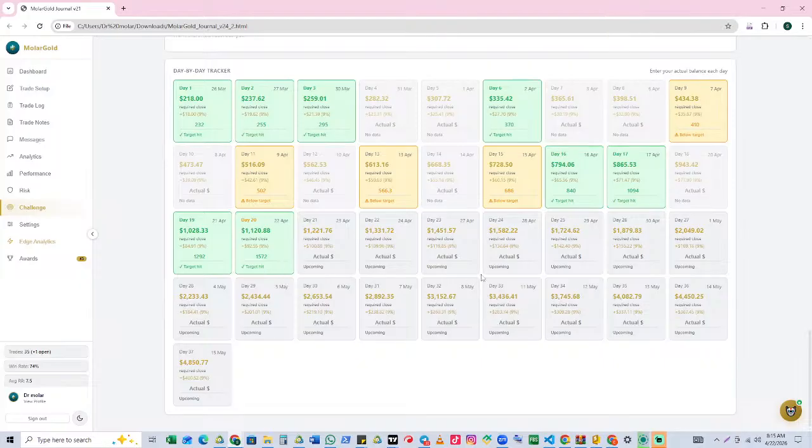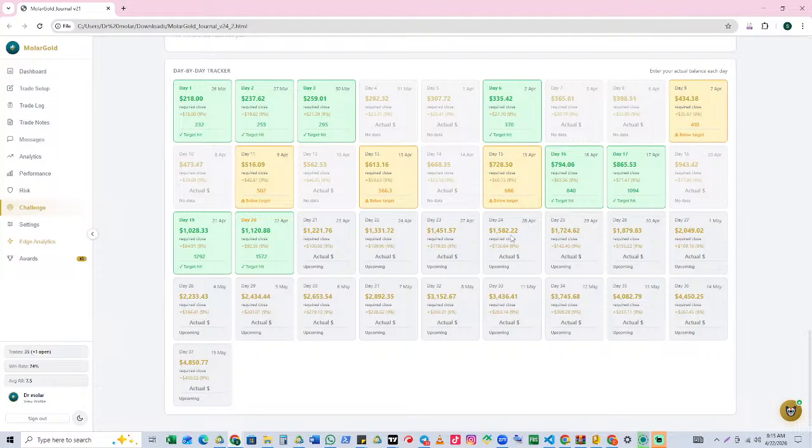We are somewhere in day 24. We are cruising. We don't need to rush. We plan the trade, we execute. That's exactly what we keep doing.